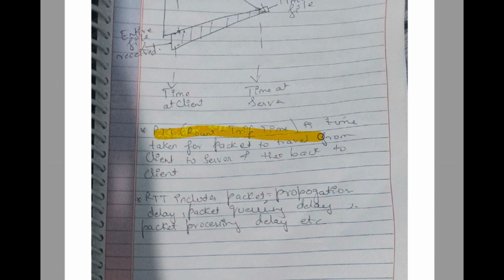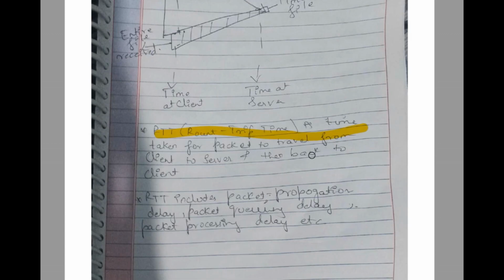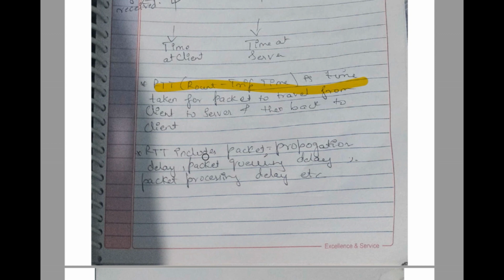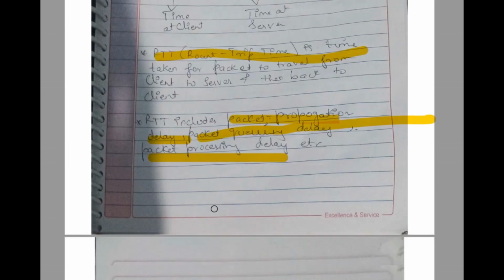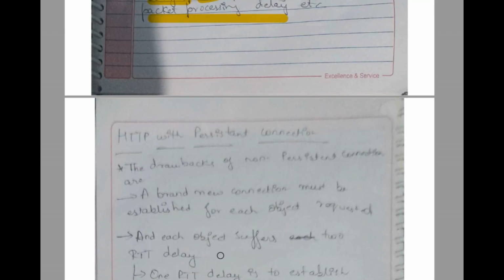So what is RTT? RTT is round trip time, the time taken for a packet to go to the server and back to the client. The time taken for a packet to travel from client to server and then back to client. RTT has packet propagation delay, packet queuing delay, and packet processing delay. RTT has these three types of delays.